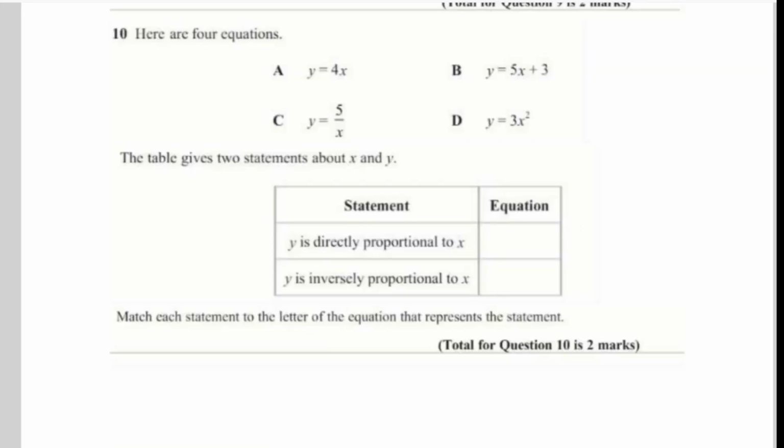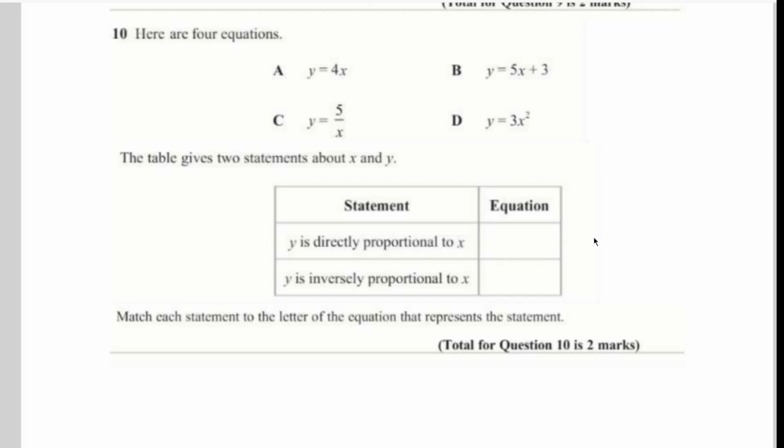Question 10. Here are 4 equations. The table gives 2 statements about x and y. Y is directly proportional to x. Y is inversely proportional to x. Match each statement to the letter of the equation that represents the statement. So, y is directly proportional to x.